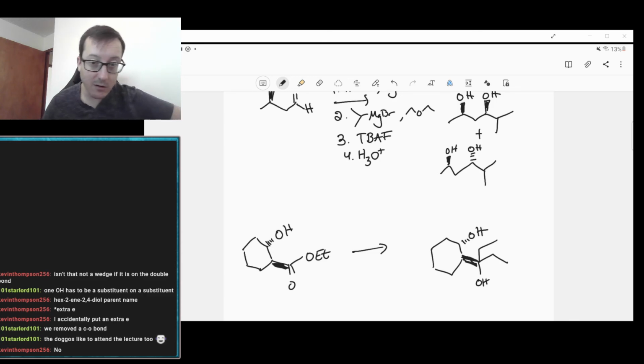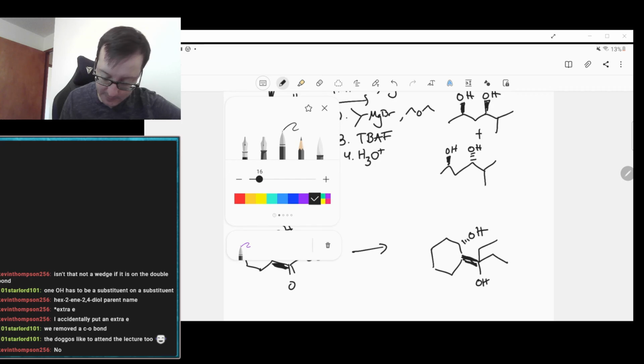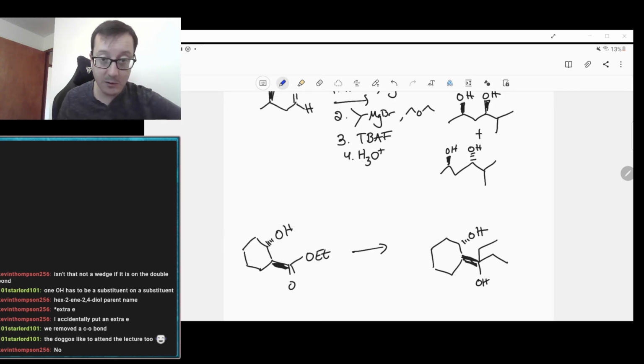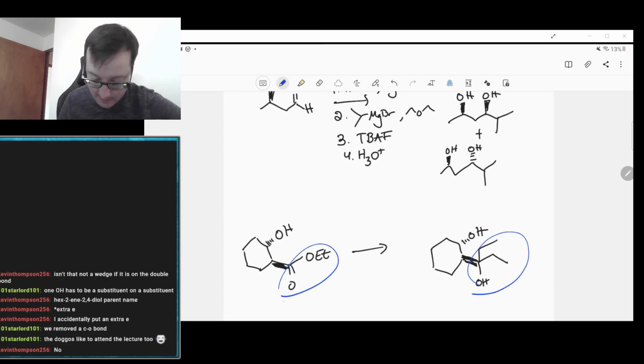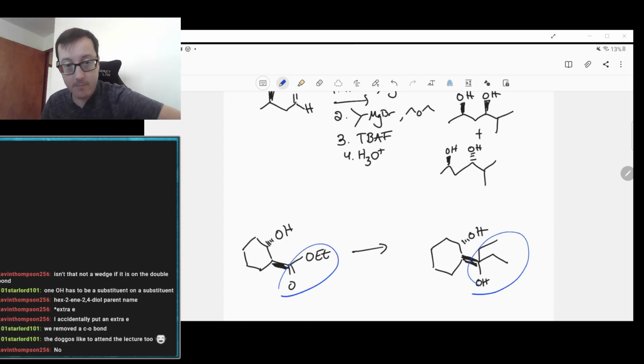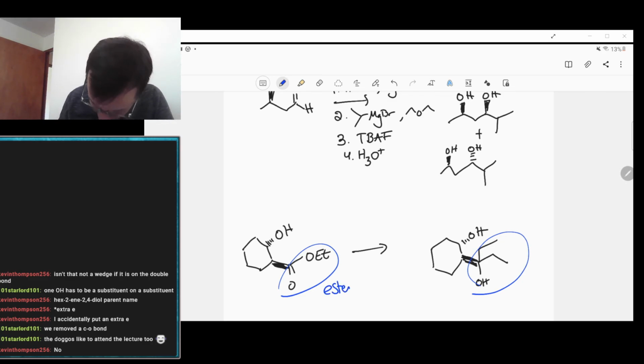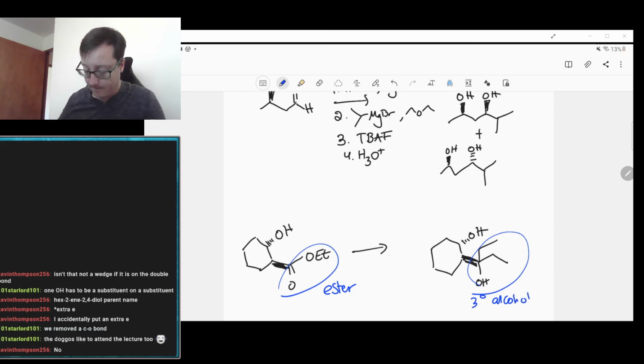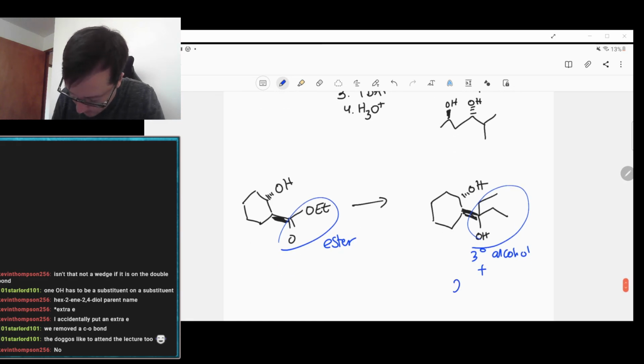Let's look at our product and think, how the heck did we get this? What's different about these two molecules? That's where we should focus our attention. We're looking at what's different. Here we have an ester, and here we have a tertiary alcohol. And we also have two new ethyl groups.